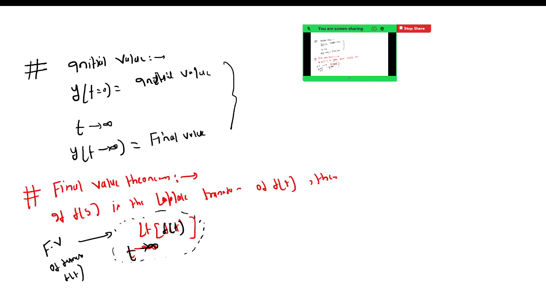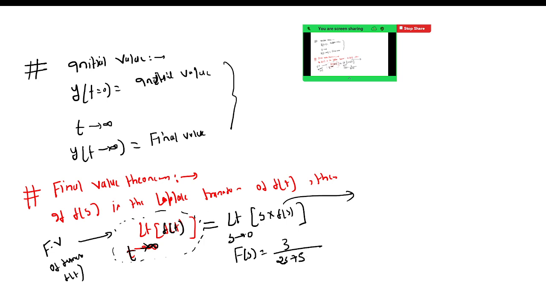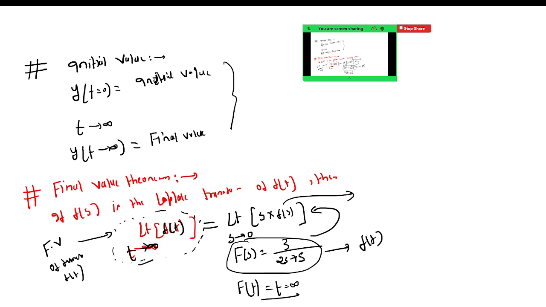The final value theorem tells you that limit t tending to infinity f(t) equals limit s tending to 0 of s times F(s). You will know F(s) initially. Let's say F(s) is equal to 3 by 2s plus 5. Now you are interested in the value of f(t) at t equals infinity. How can you directly calculate it? I won't have to convert this into f(t). Directly, I will use this final value theorem and calculate the final value.